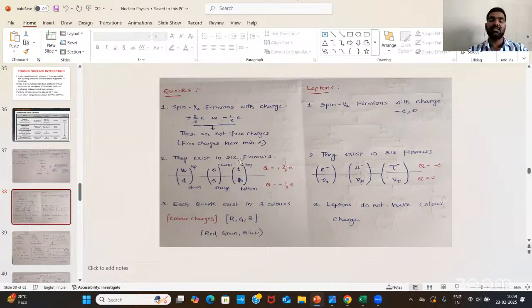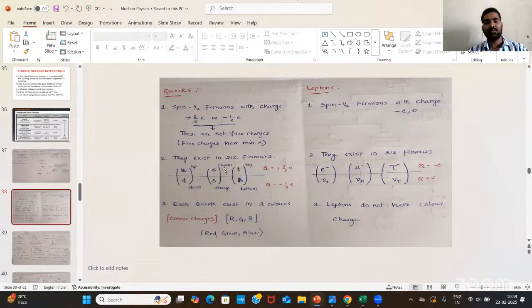These quarks exist in 6 flavors. They are U, D, C, S, T, B. That is up, down, charm, strange, top, bottom. These are the 6 flavors which are observed in quarks.